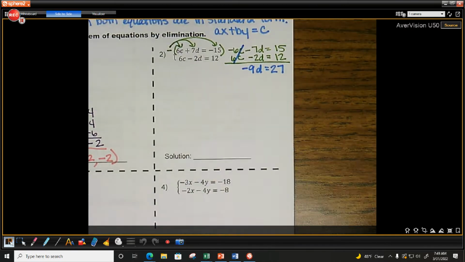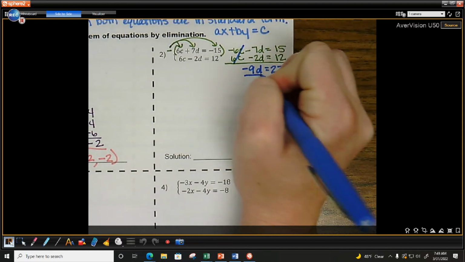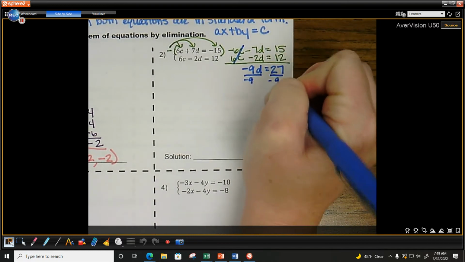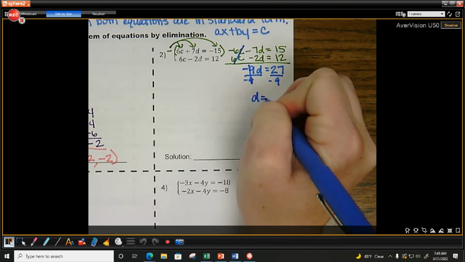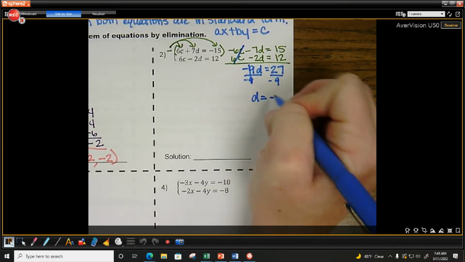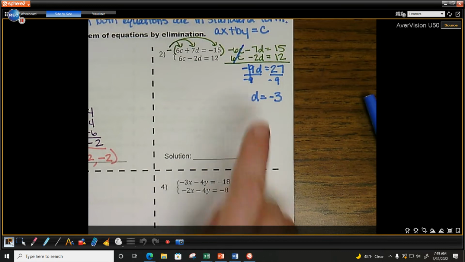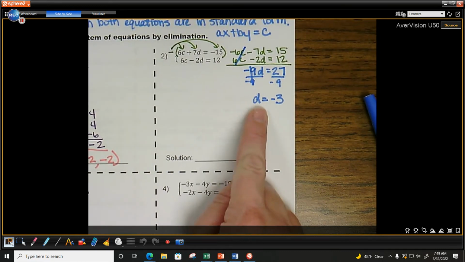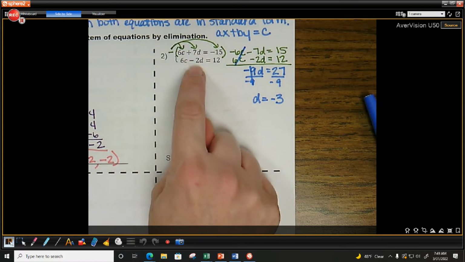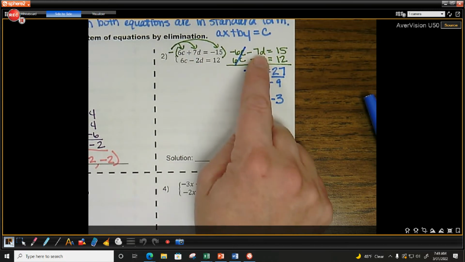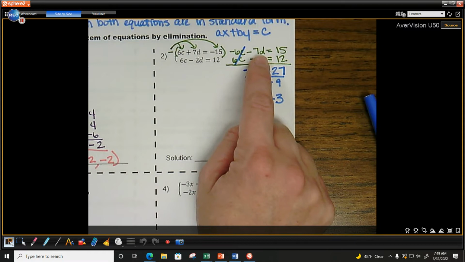How do I get the d by itself? Divide by negative 9, and I get d equals negative 3. So that's only one of the two values of my solution. I now need to find the c value. Whenever you're substituting this back in to find the other variable's value, always use one of the original equations. Don't use this one that I changed, okay? Always use one of the original equations to find the next variable.